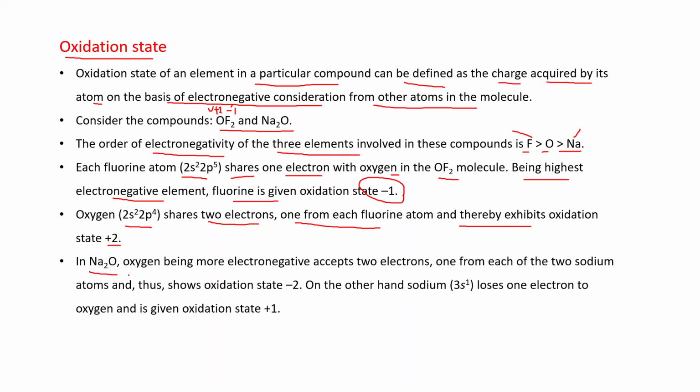In Na2O, oxygen being more electronegative accepts 2 electrons, one from each of the 2 sodium atoms, and thus shows oxidation state -2. Remember, in case of OF2, the oxidation state of oxygen is +2, while in case of Na2O, its oxidation state is -2. On the other hand, sodium, 3s1, loses 1 electron to oxygen and is given oxidation state +1. There is one chapter, redox reactions, where we will discuss oxidation state in detail.